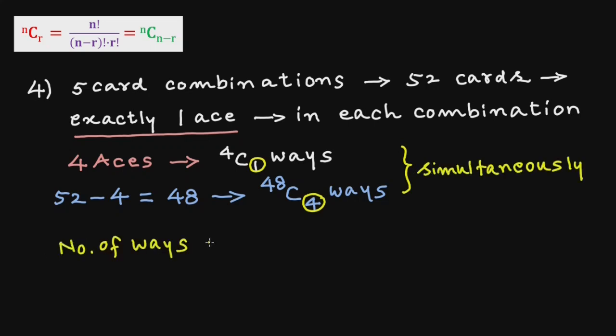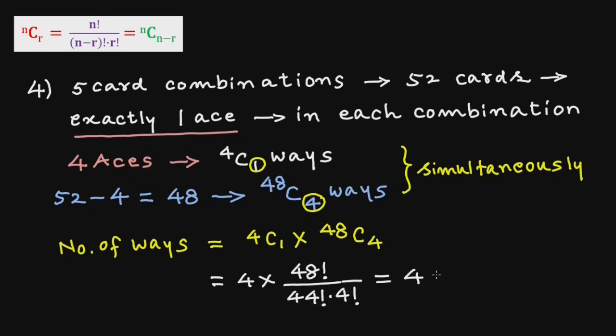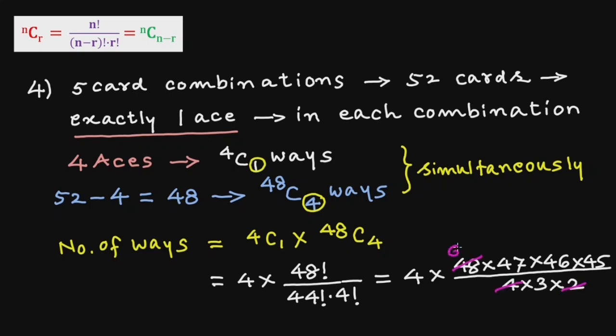This one card and these 4 cards are selected simultaneously, so the total number of ways in which this can be done will be 4C1 multiplied by 48C4, which is 4 multiplied by 48 factorial upon 44 factorial into 4 factorial, 4 multiplied by 48 multiplied by 47 multiplied by 46 multiplied by 45 upon 4 factorial, which is 4 into 3 into 2. 4 2s are 8, 8 6s are 48, and this product works out to be 778320 ways.